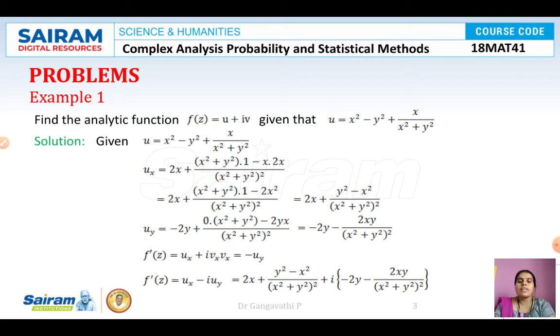So let us consider, now it is very clear that u has been given. Find the derivatives of u with respect to x and y. So partial differentiation. Now let us find ux, the partial differentiation of this term with respect to x.